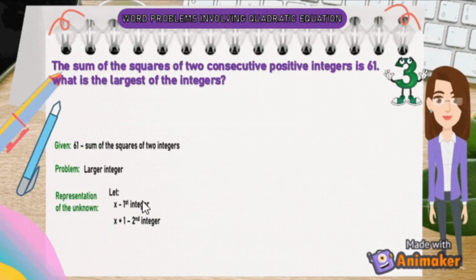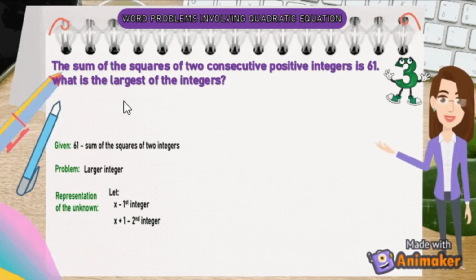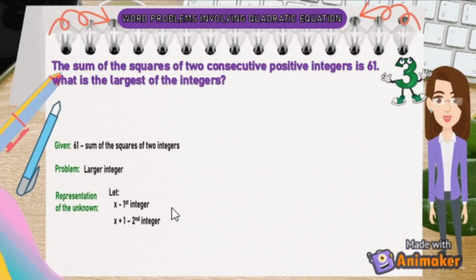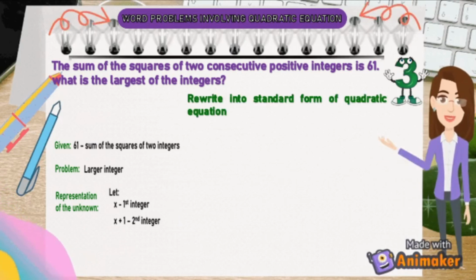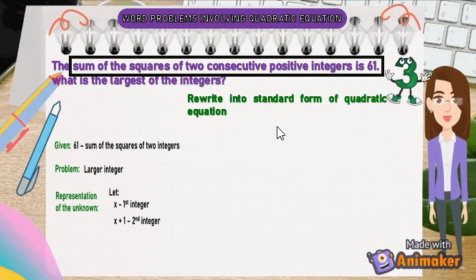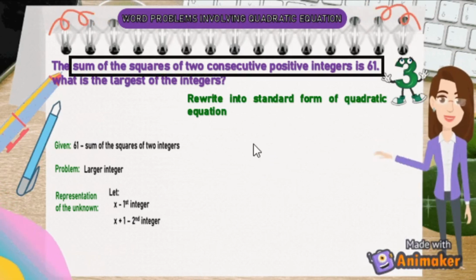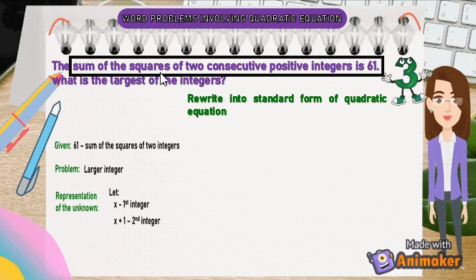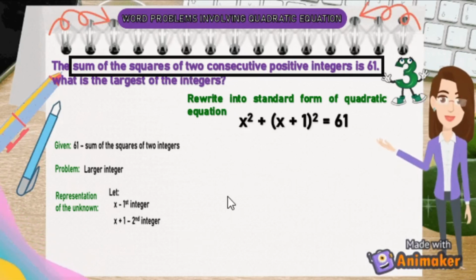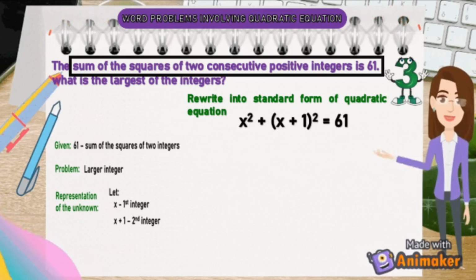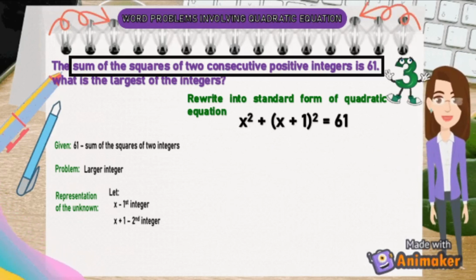Next, let us make an equation, no? Gawa tayo ng equation given tong x at saka x plus 1. Ang sabi sa problem, sum of the squares of two consecutive positive integers is 61. So, ibig sabihin, ang operation involved is addition. And ang sabi, square of two consecutive. So, ibig sabihin, i-square natin yung magkasunod na positive integer. So, therefore, si x squared plus quantity x plus 1 squared is equal to 61.